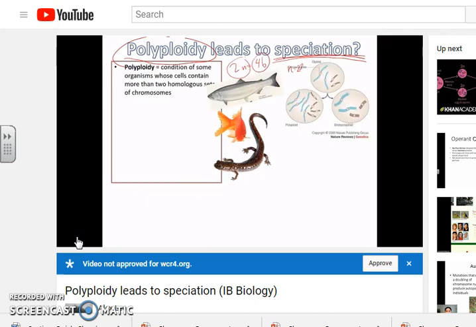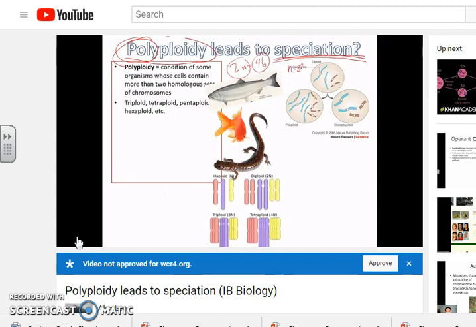So looking at the prefix here, which is useful for all kinds of biological terms, if we put the prefix poly into this ploidy, then we end up with a condition where organisms contain more than 2 homologous sets of chromosomes. And this can happen in lots of different types of organisms, including the ones that are pictured right here. If you have 3 copies of each chromosome, it's called triploid. 4 is tetraploid, so on and so forth, pentaploid, hexaploid.